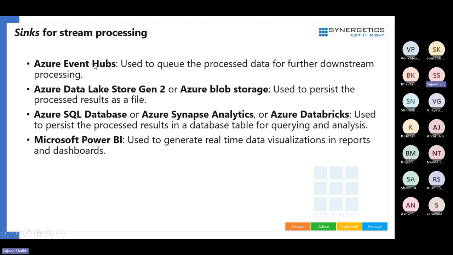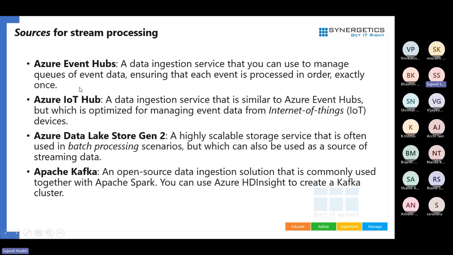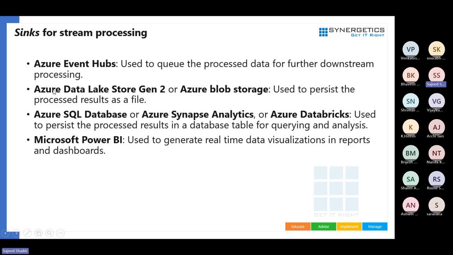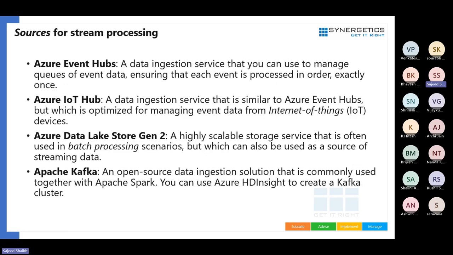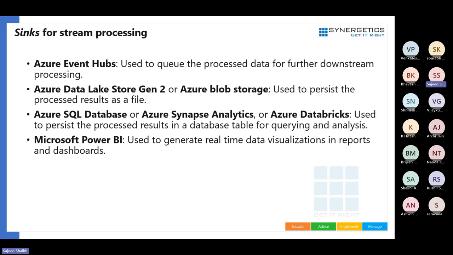The output can be given to the event hubs. The output can be given to Azure Blob storage. Output can be given to a SQL database or Azure Synapse or Azure Databricks. Or the output can be given to Microsoft Power BI, where the visualizations can be done. So from one set of sources, we take the inputs, and to another set of sources, we give it as an output. So whatever the inputs come, it is processed and given as the output. That is the concept of stream processing.